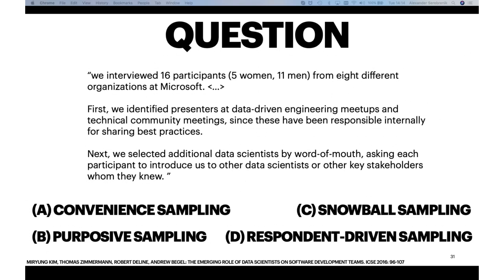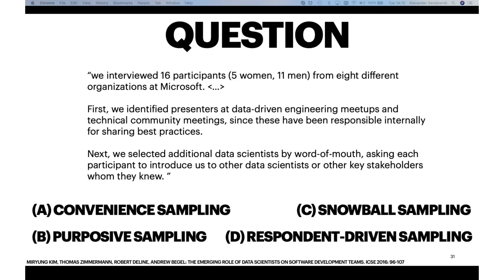Okay, so what do we see here? We see one person believing that it's a convenient sampling, one person believing that it's a purposive sampling, and then the remaining group is more or less equally split between snowball sampling and respondent-driven sampling. So I would say that in this case, you have a 2-stage sampling process. The first step was identification of those presenters at the data-driven engineering meetups. And those presenters have been identified because they have been responsible internally for sharing best practices.